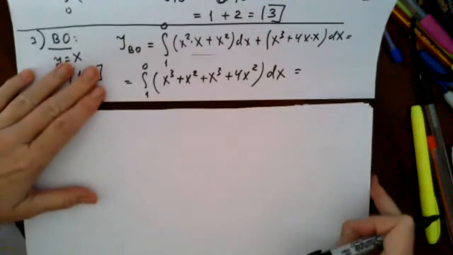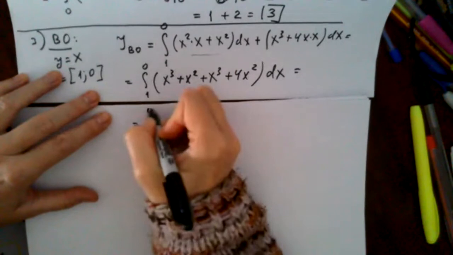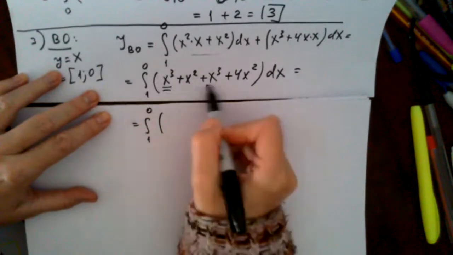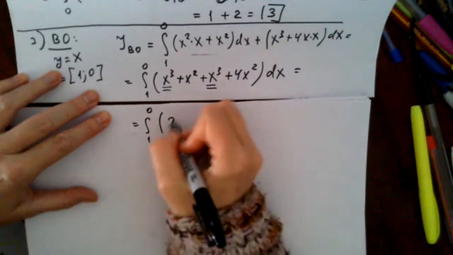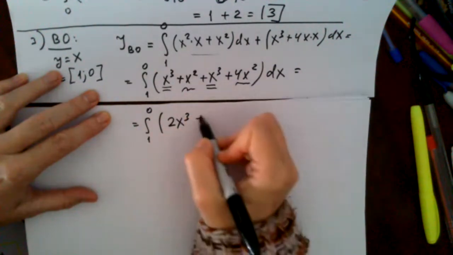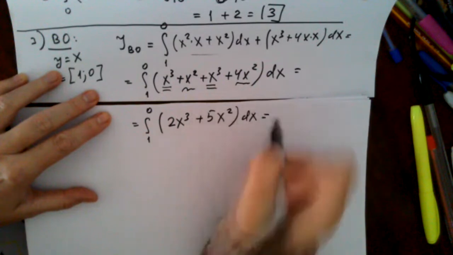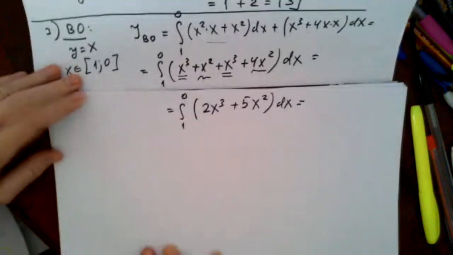We need one more step. We need to simplify this expression definitely, because you can explicitly see like terms here, of course. So let's do it. Integral from 1 to 0. These two guys are like terms. They will give us 2x cubed, of course. As well as these two guys, they are like terms as well. Plus 5x squared dx. And now we only need to calculate this.